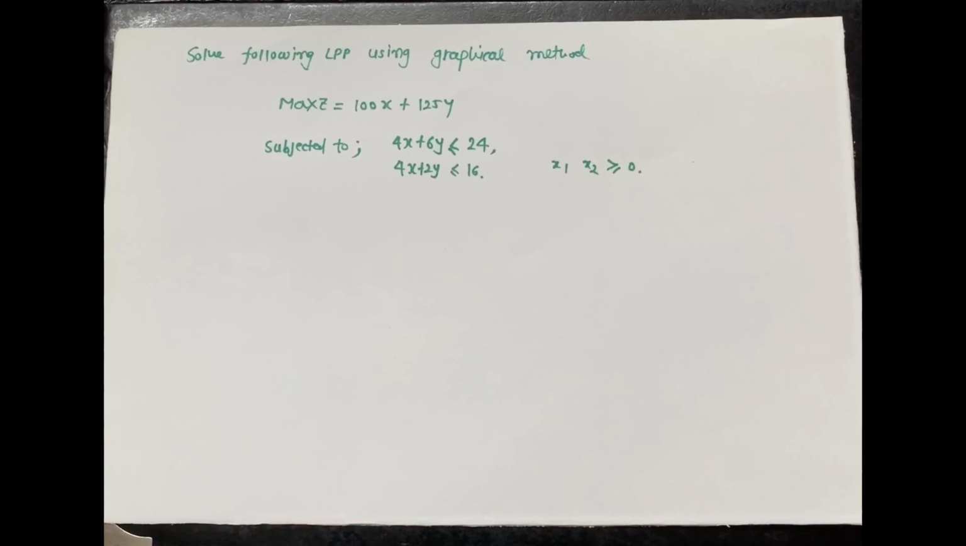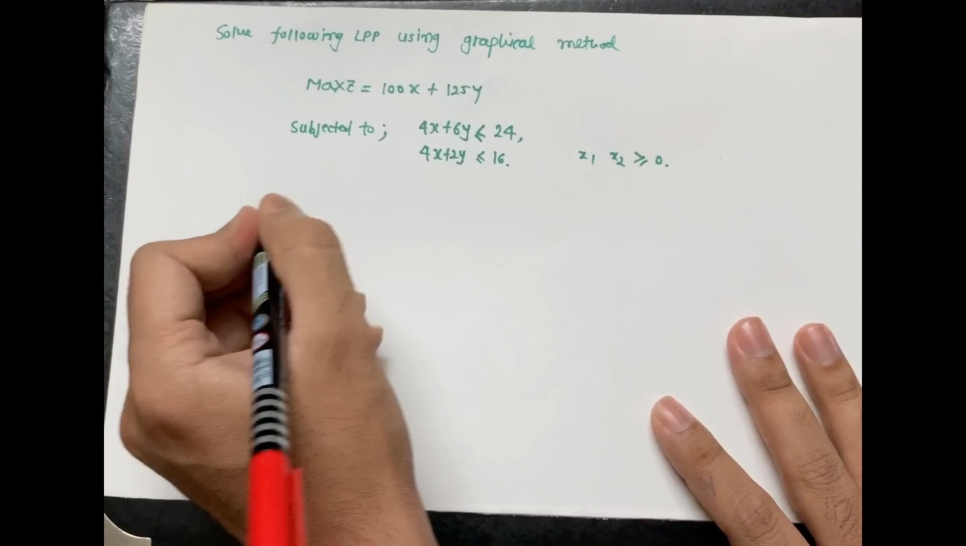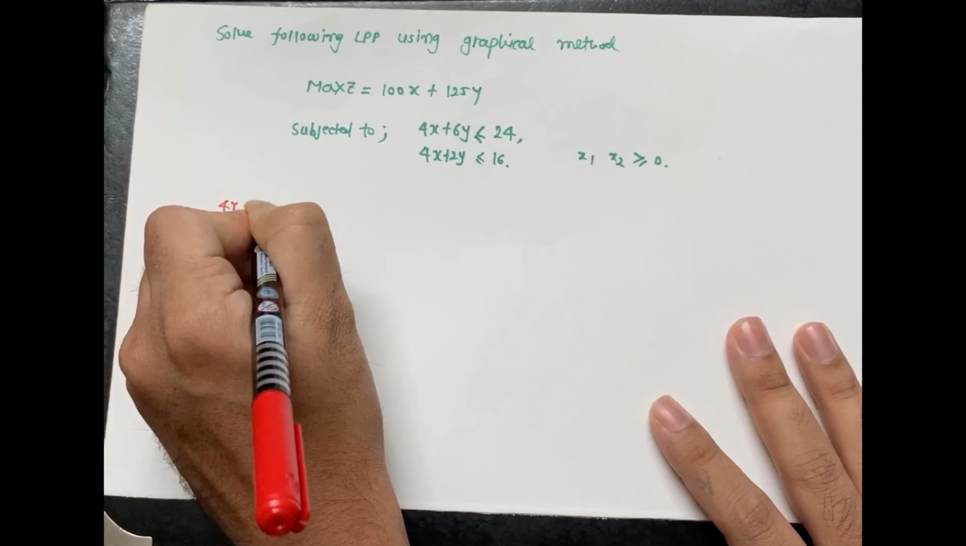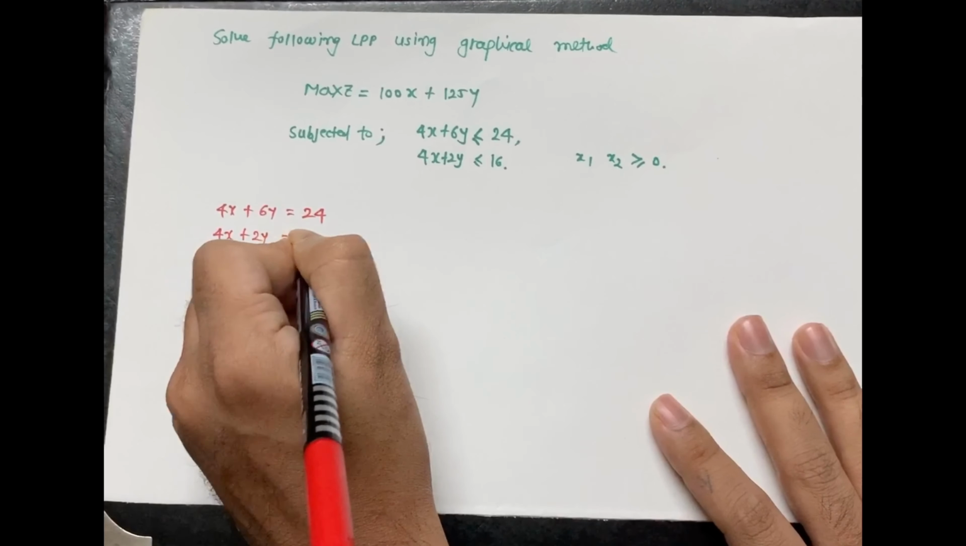Another numerical. Solve the following LPP using the graphical method. The objective function is of maximization type, 100x plus 125y. It is subjected to two constraint equations: 4x plus 6y is less than or equal to 24, and 4x plus 2y is less than or equal to 16. The first step is that these inequalities are converted into equalities and we form the equations of lines. The first line is 4x plus 6y equals 24. The second line is 4x plus 2y equals 16.